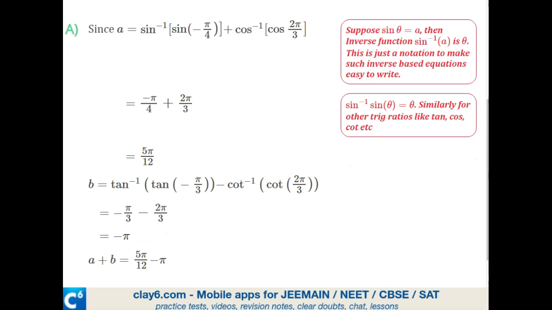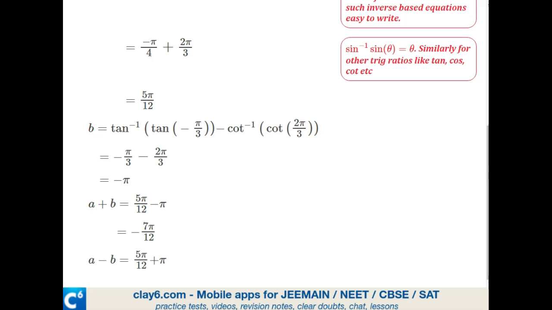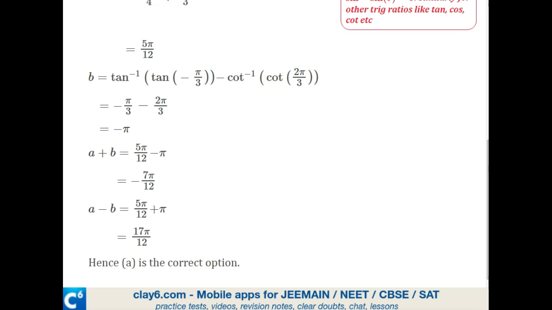Now we are going to substitute this into different combinations. As I said, we're going to try A plus B, and A plus B is minus 7 pi by 12, but that's not given as a choice. So we're going to try other things, and A minus B matches 17 pi by 12. Hence, A is the correct option.